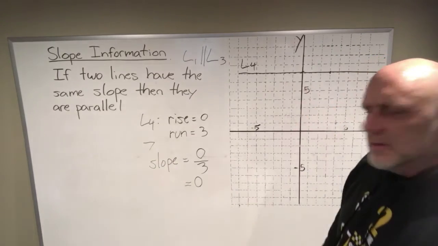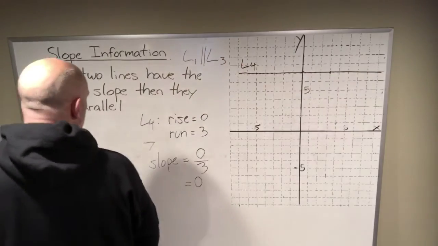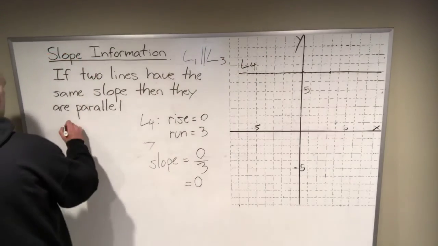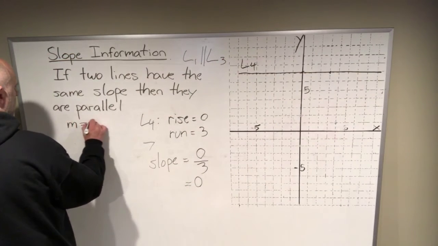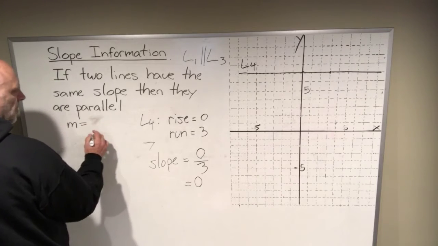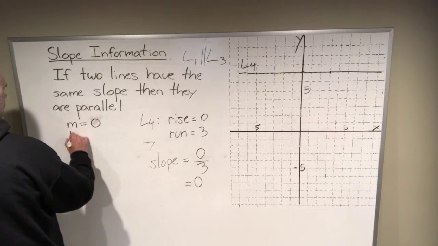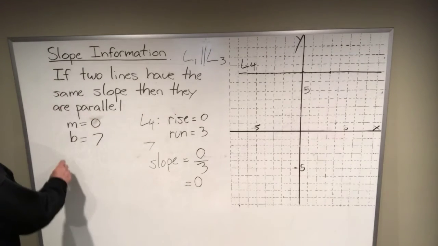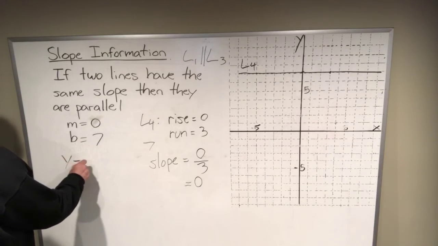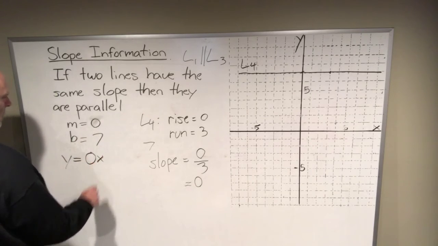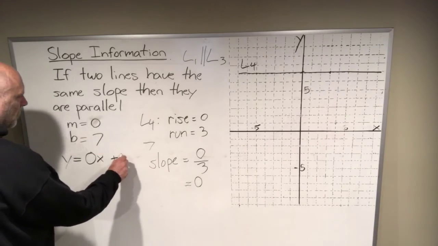What would that line look like? Well, the slope is 0, and the y-intercept is 7. I did this wrong, sorry. M is for slope. M is 0, y-intercept is 7. Okay, let's put this in the equation. y equals slope times x, and then we add in the y-intercept.